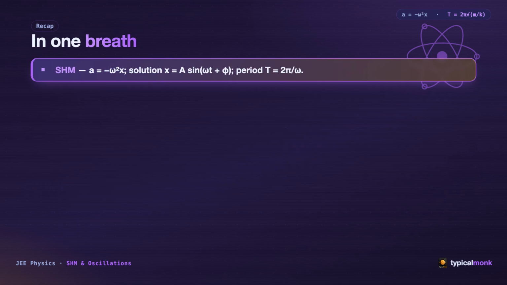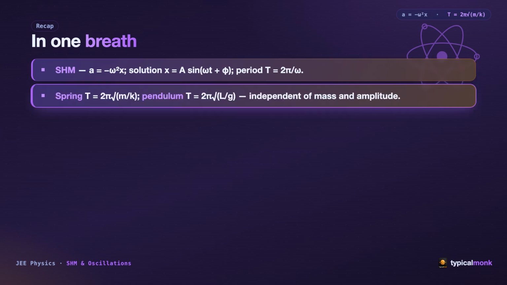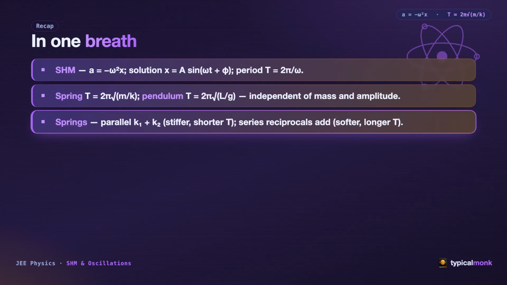Let us gather it all in one breath. SHM. Acceleration equals minus omega squared x. The solution is x equals A sine of omega t plus phi. The period is 2 pi over omega. A spring has period 2 pi root m over k. A pendulum 2 pi root l over g, both independent of mass and amplitude.